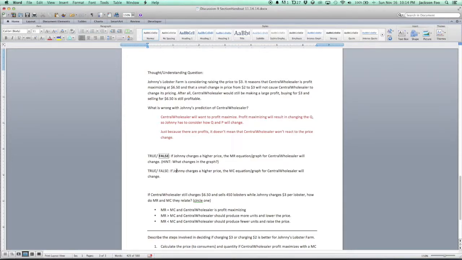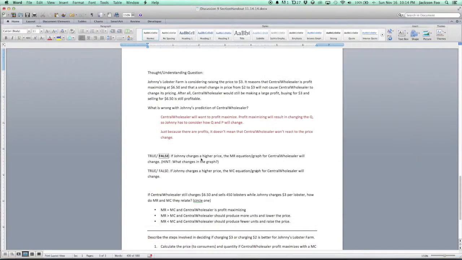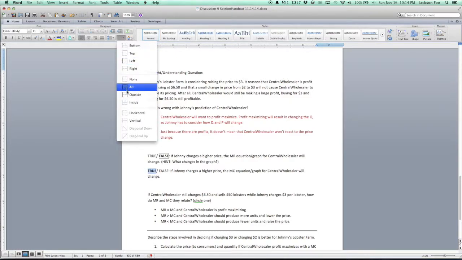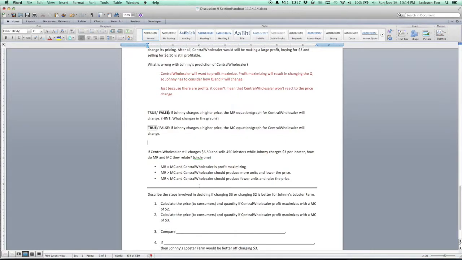Okay. So if Johnny charges a higher price, the MC equation and graph for central wholesaler will change. Well, did that happen? Yes. This is the only thing I've changed. The MC, I moved it up from $2 to $3. So this is true. Very simple. Okay. So if central wholesaler still charges $6.50 and sells 450 lobsters, how do MR and MC relate?